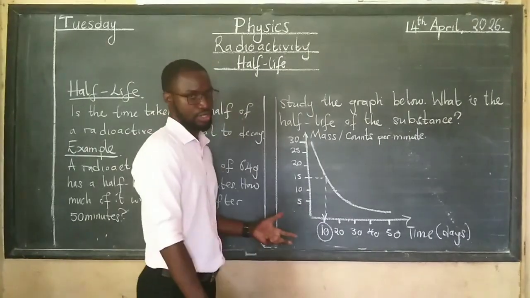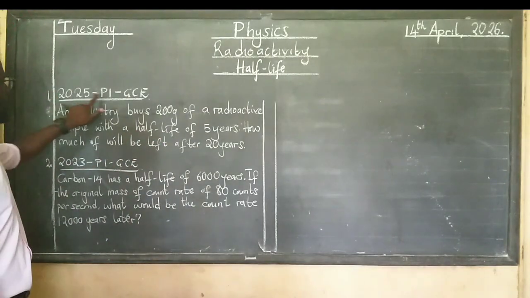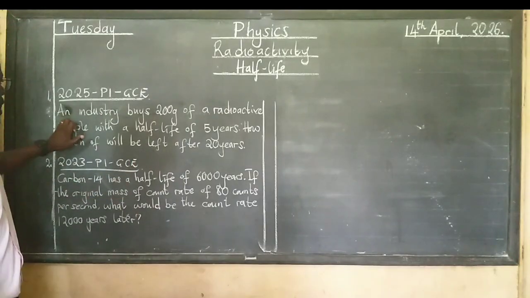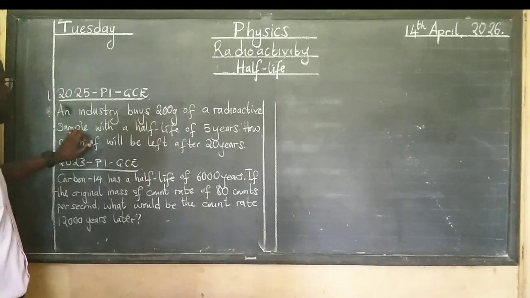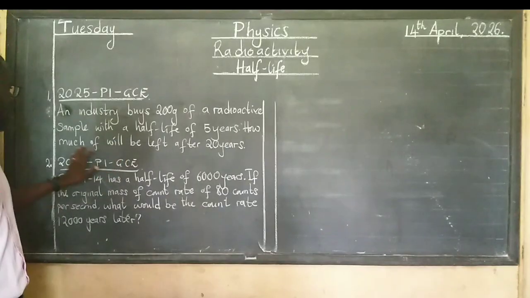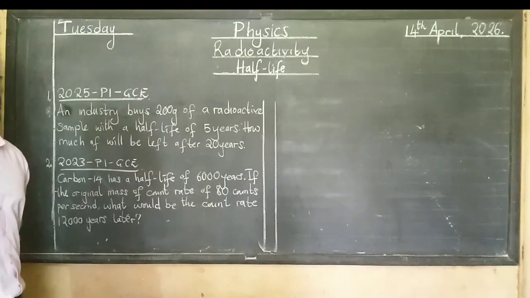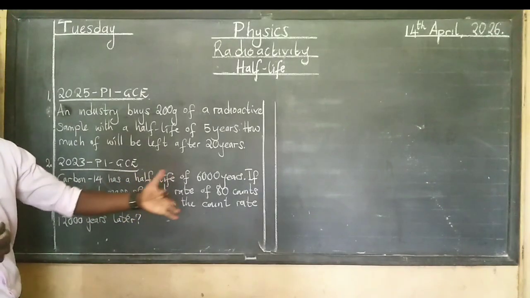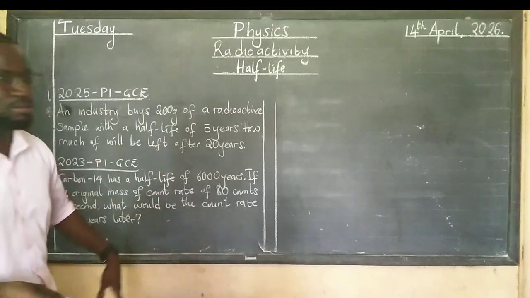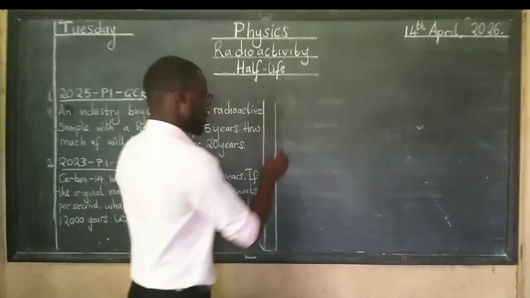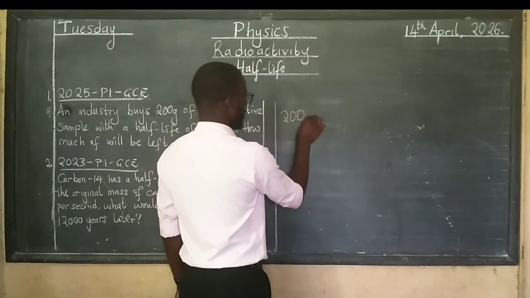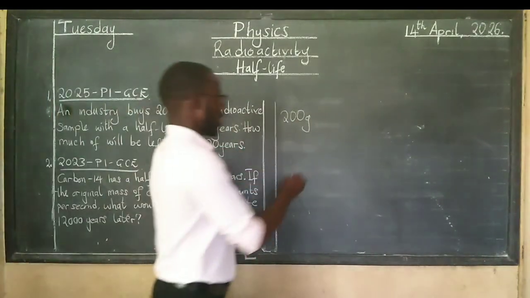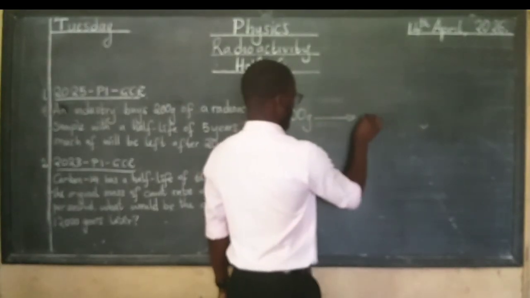Let's do exam-based questions now. Okay, so here are some examples. 2025 Group 1 GCE, this is science. An industry buys 200 grams of a radioactive sample with a half-life of 5 years. How much of it will be left after 20 years? If you do this enough, you'll know that I'm supposed to halve it maybe 3 times, 4 times. It shows it's at least 4 times somewhere there. What am I talking about? We get the 200 grams, the mass we are given, then start halving it. So half of 200 is 100.